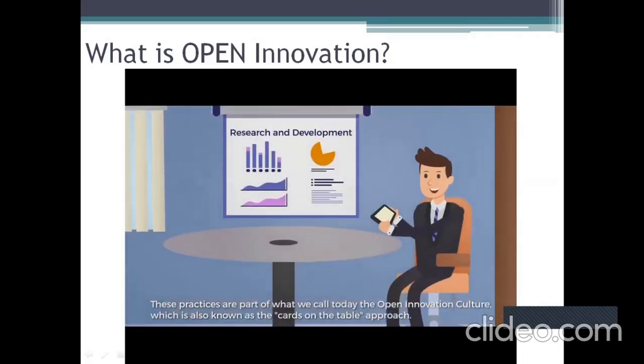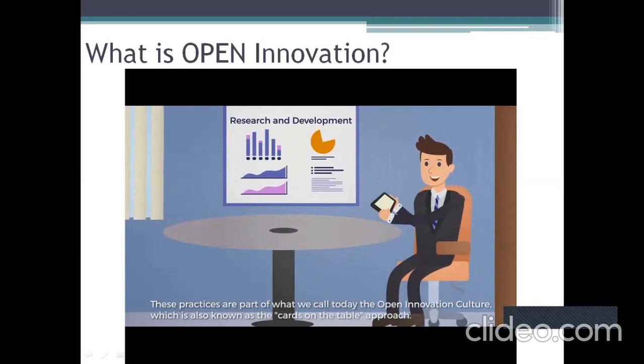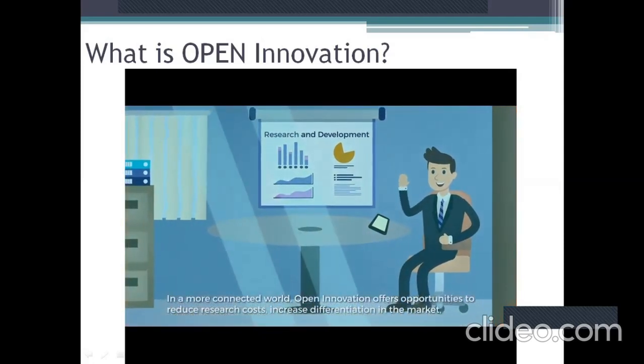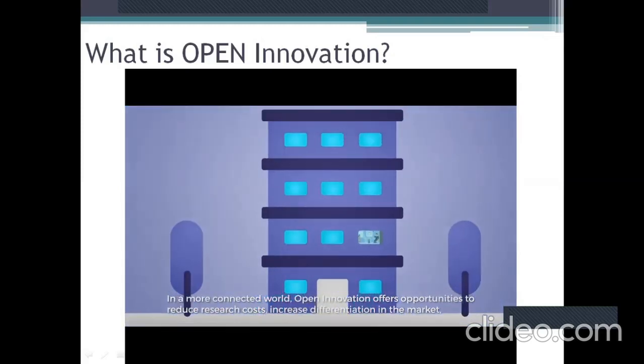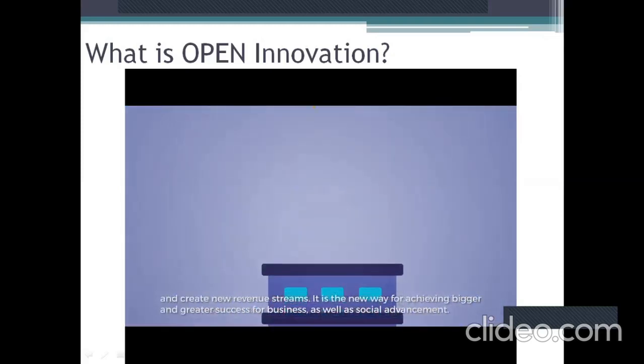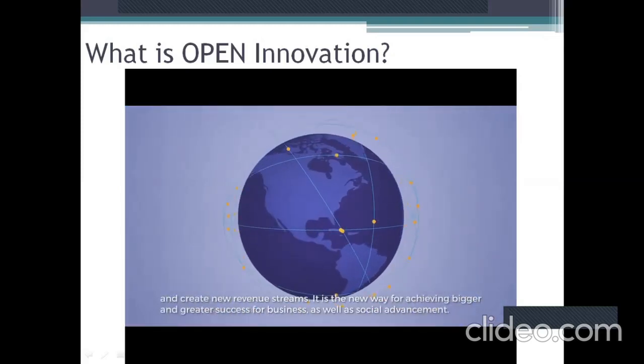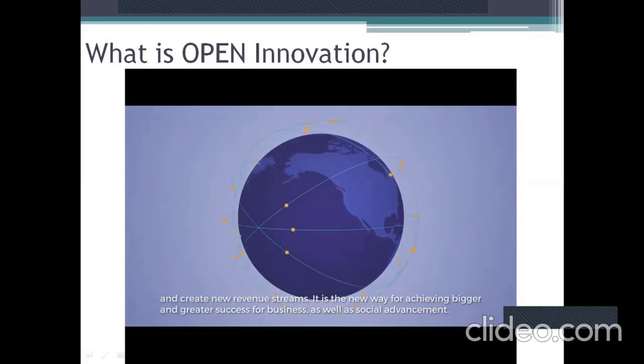These practices are part of what we call today the open innovation culture, which is also known as the cards on the table approach. In a more connected world, open innovation offers opportunities to reduce research costs, increase differentiation in the market, and create new revenue streams. It is the new way for achieving bigger and greater success for business, as well as social advancement.